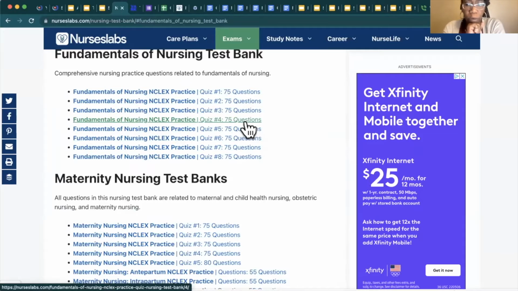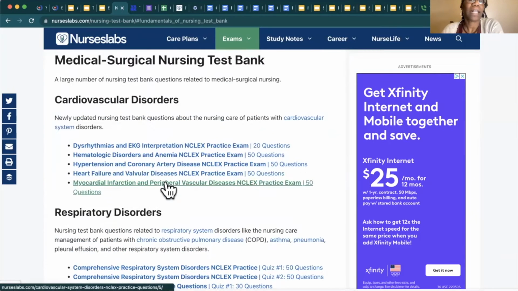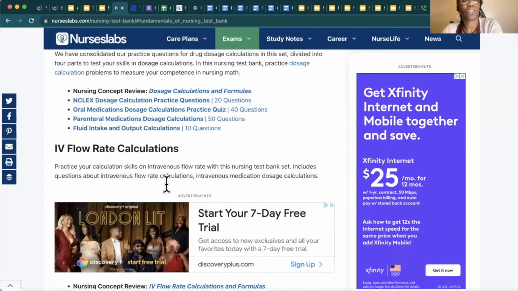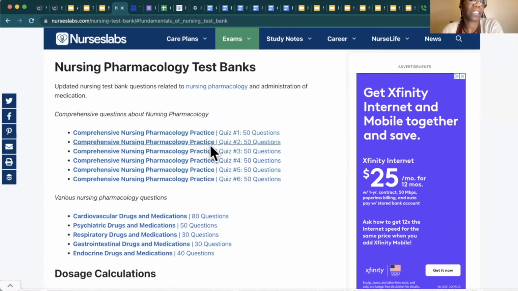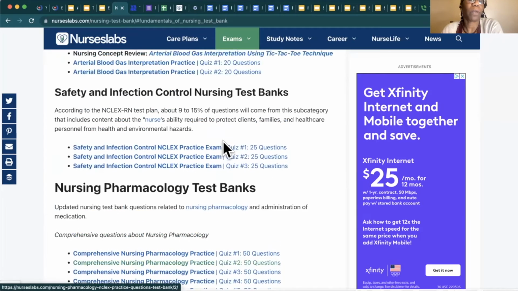Now, remember before when I was talking to you about having a work plan that allows you to have some comprehensive review and allows you to have occasional post-assessments? This is a great way to address that. 75, 75, 75, 75, if you add those together, you'll have 300 questions. I really like this bank because it allows you to pull questions from specific topic areas, but there's also comprehensive practice. Comprehensive pharmacology there.